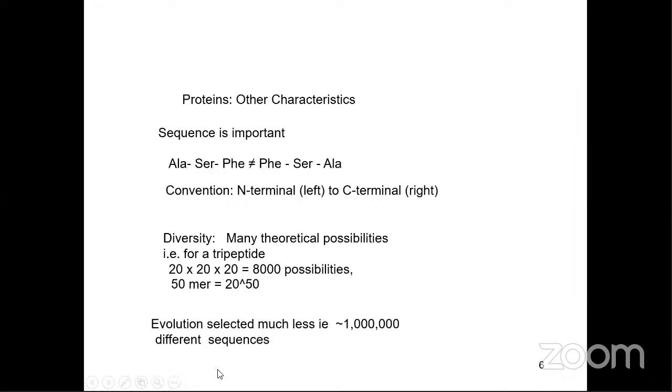But interestingly, evolution has selected only about 1 million different sequences, but not this 20 raised to the power 50, which could be billions. Evolutionarily, only 1 million sequences have been selected. So that's a different story. Why only those? We don't know. So that's the complexity of protein. Unlike genomics, you can have sequence differences. You can have different combinations of these amino acids, which could lead to different types of protein, meaning different functions and actions, and so on.